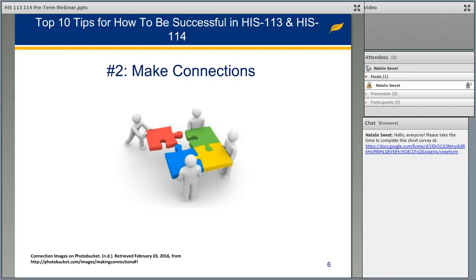For my second tip, make connections in the History 113, History 114 learning community. There are students there who have taken this class before and who can provide you with helpful tips. There are also students there who are taking the class presently and who can share their own experiences. Remember, this is a safe space to share your questions and your thoughts.